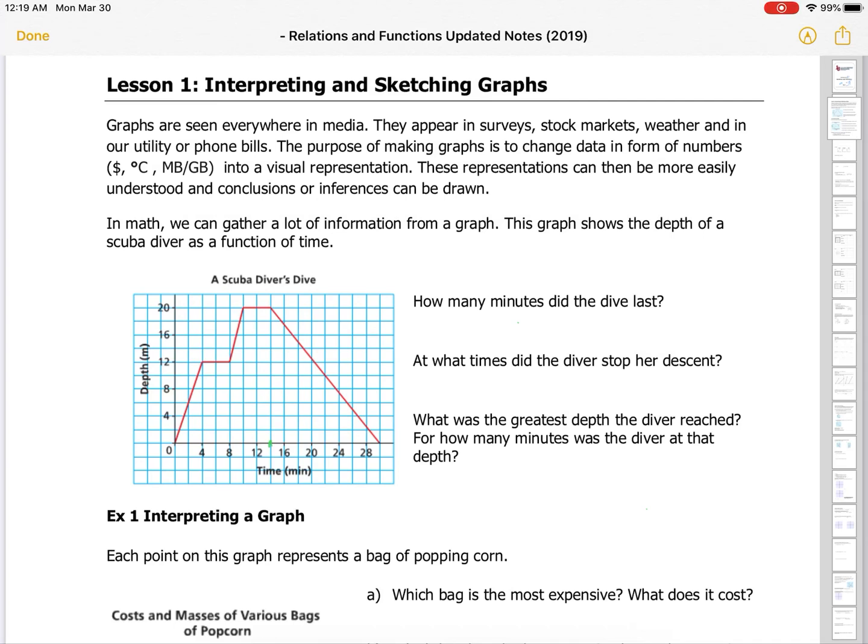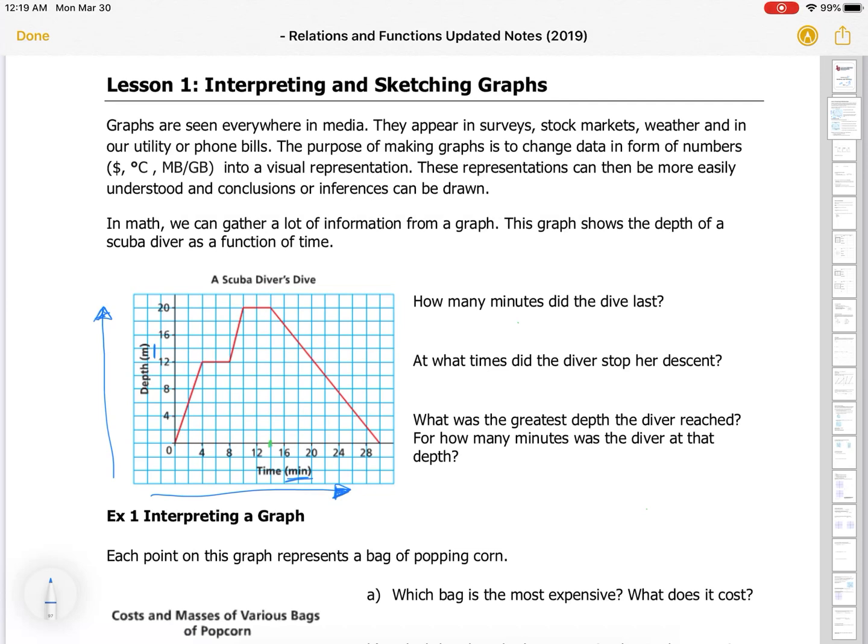These representations can then be more easily understood, and we can draw conclusions or inferences. So in math, we gather a lot of information from a graph. For example, the first one: this graph shows the depth of a scuba diver as a function of time. We have our two axes. This one is our time, and it's important to note the units, minutes. And here we have the depth, meaning how low in the water the diver goes, measured in meters.